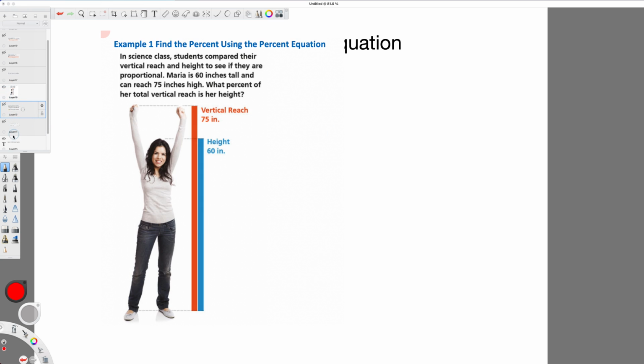Example 1, find the percent using the percent equation. So here we go. In science class, students compared their vertical reach, up to the top here, and height to see if they are proportional. So it says Maria is 60 inches tall and can reach 75 inches high. So her height is 60 inches, but she can stand there and reach up to 75 inches. And then here is the question. What percent of her total height or of her total vertical reach is her height?